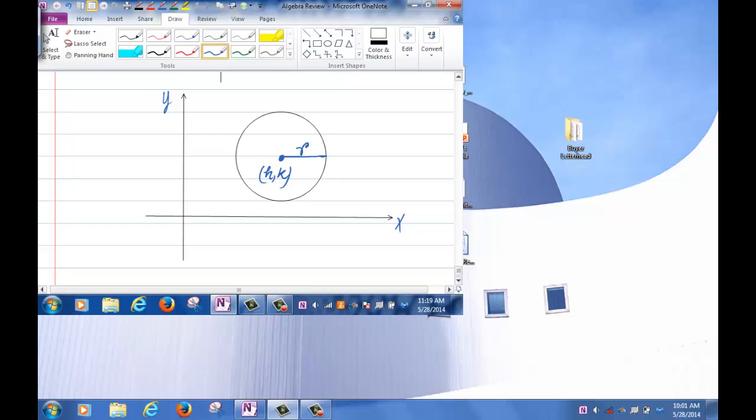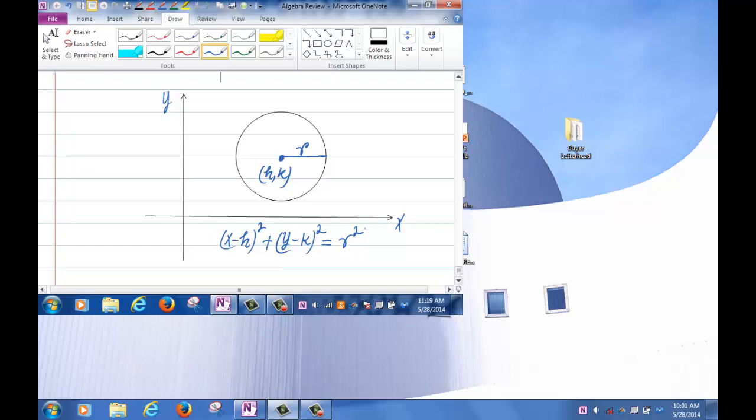What's the equation? So the equation would be (x minus h) squared plus (y minus k) squared is equal to r squared. Very good, so you remember. So the equation of the circle centered at (h, k) with radius r is given by (x minus h) squared plus (y minus k) squared is equal to r squared.